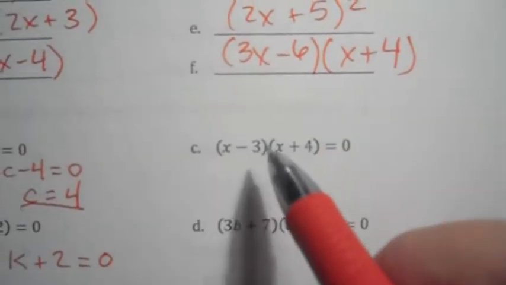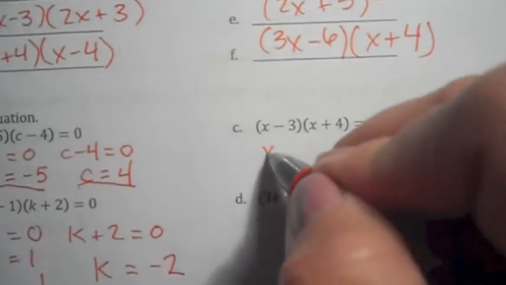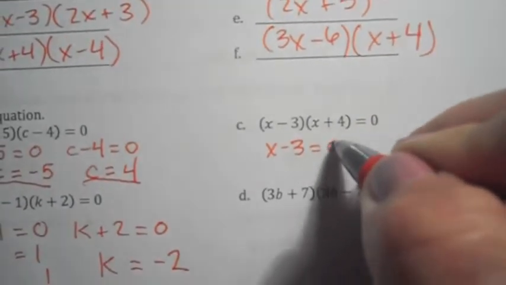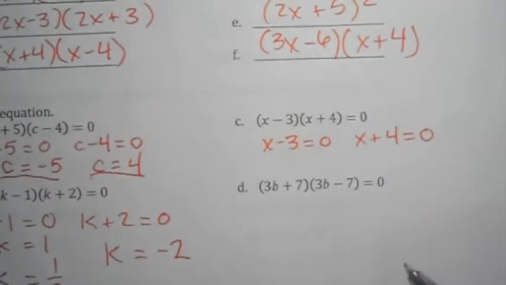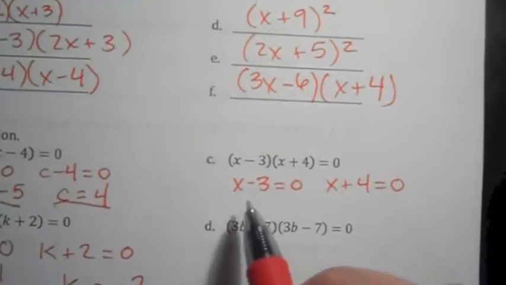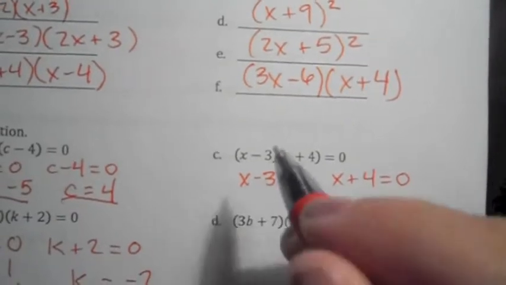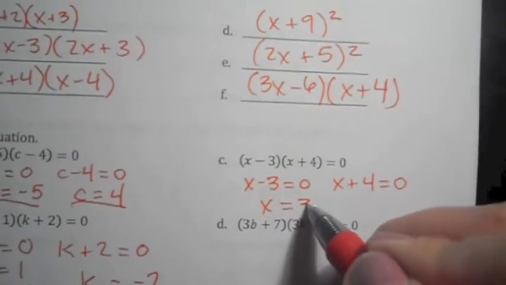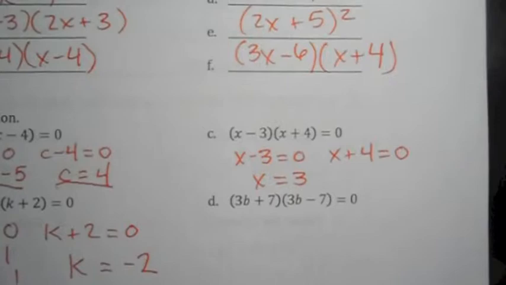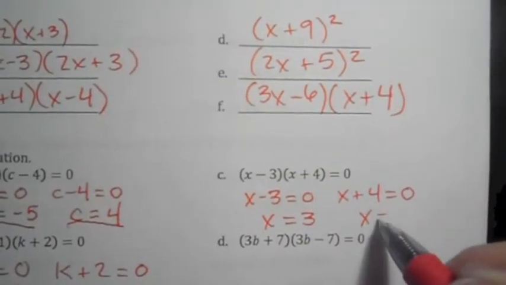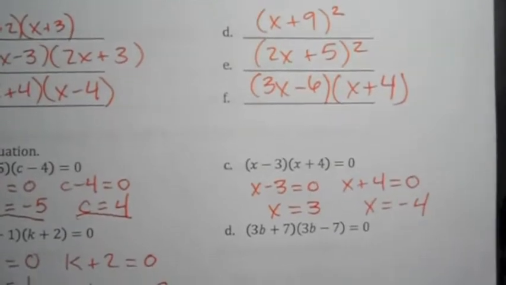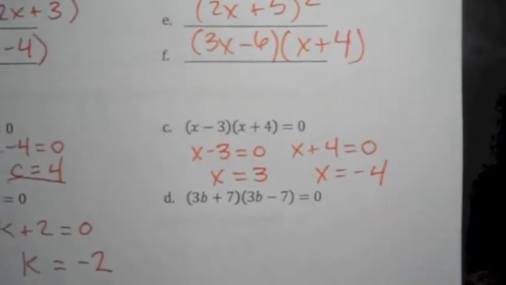C. We're going to set each factor equal to 0 again. Now solve for x. If x minus 3 equals 0, then x must be a positive 3. If x plus 4 equals 0, then x must be negative 4. On to D.